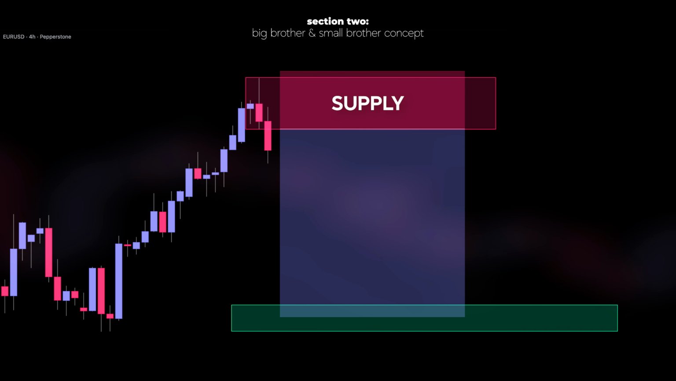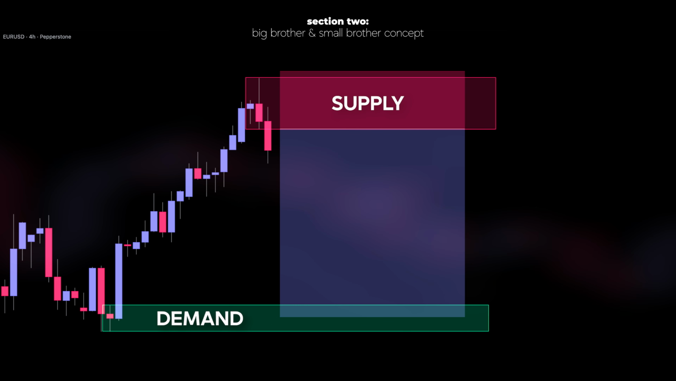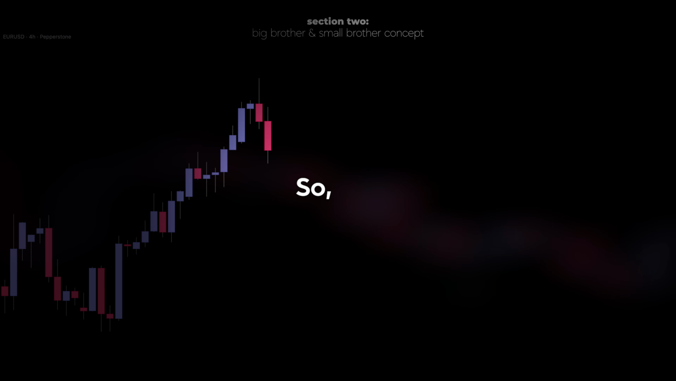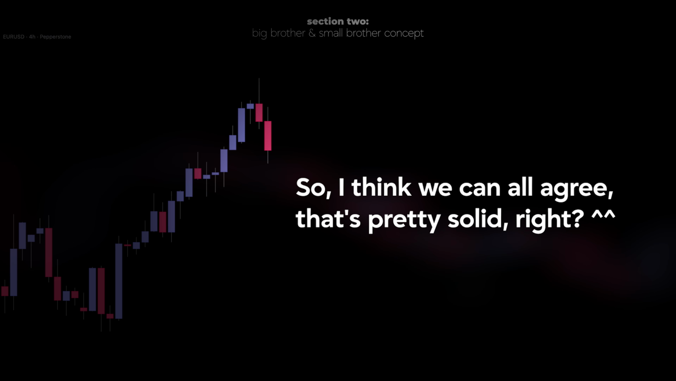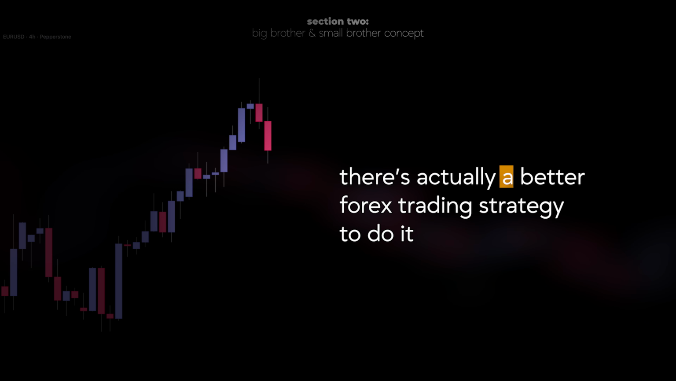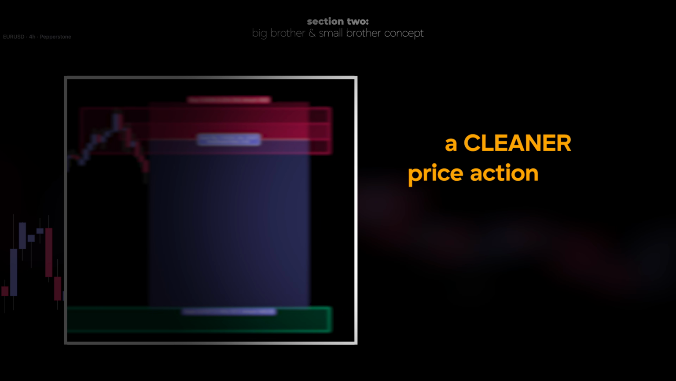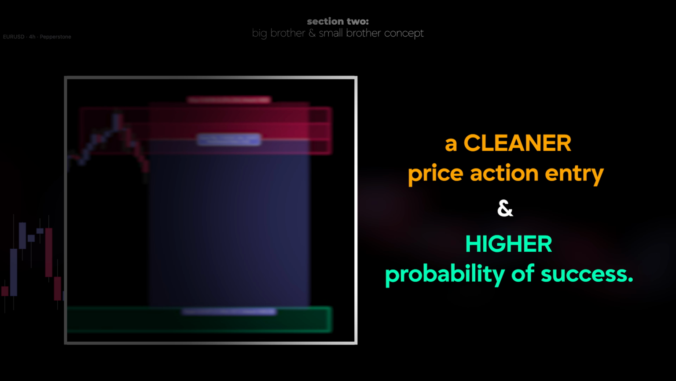Our target would be the most recent low, somewhere near the next demand zone at the bottom, and this setup already gives us a very decent risk to reward ratio, maybe something like 3.5 to 1, which means if you risk 1%, you could potentially make around 3.5% if the trade plays out. So I think we can all agree that that's pretty solid, right? But there is actually a better Forex trading strategy, one that gives you a cleaner price action entry and higher probability of success, and I will show you how it works.